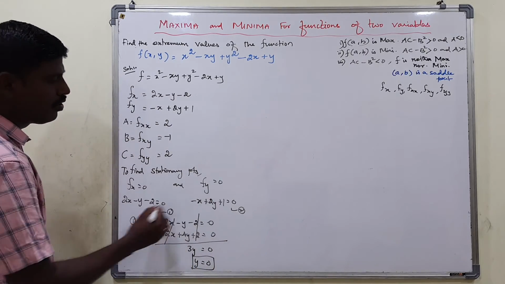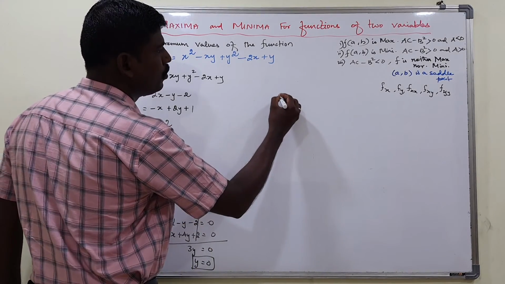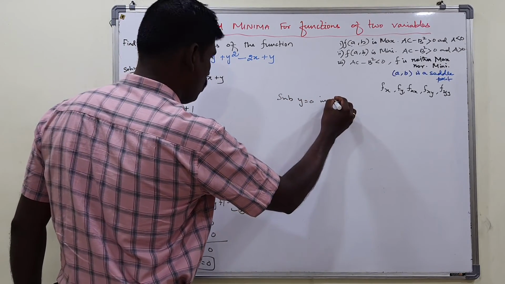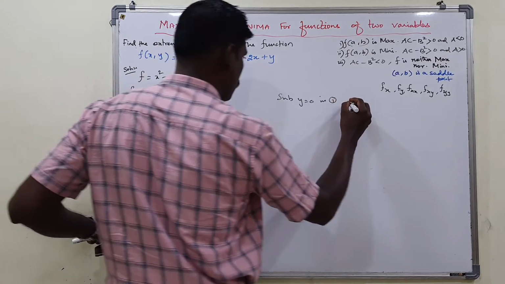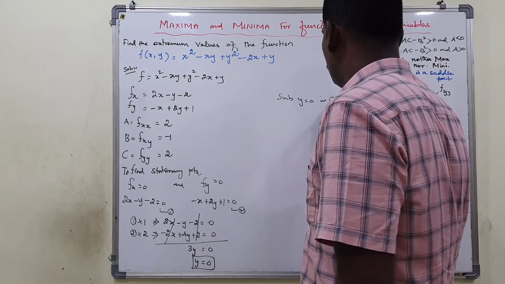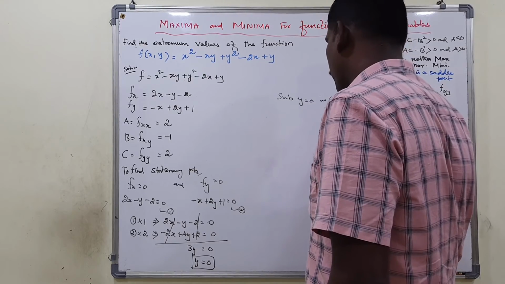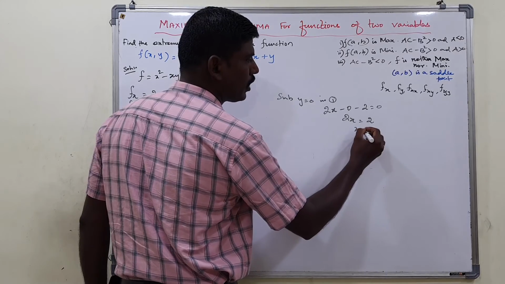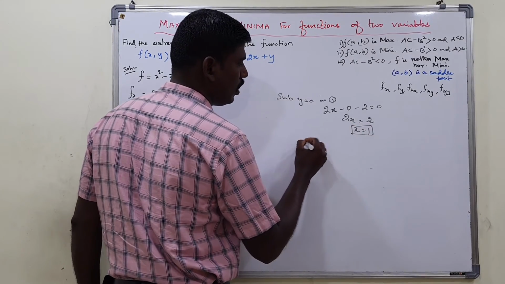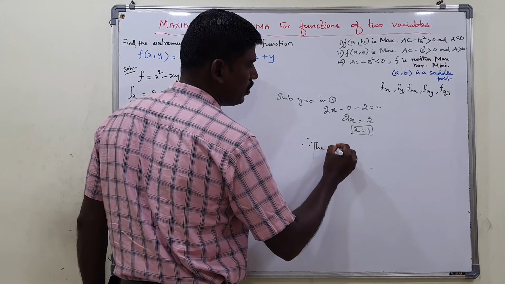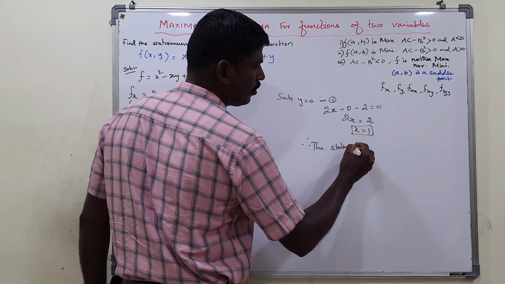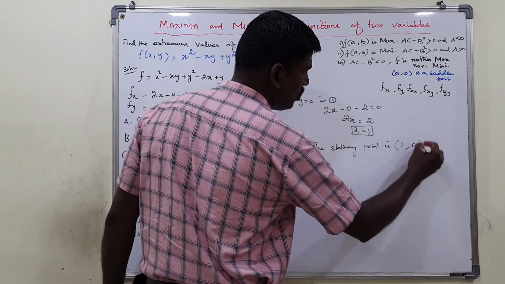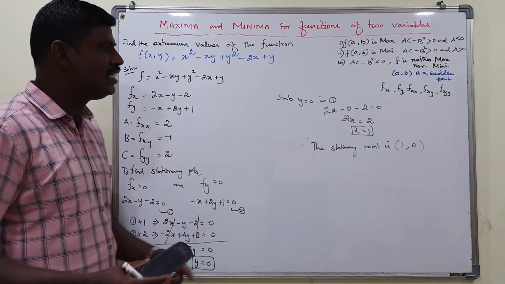Substitute y equal to 0 in any one of the two equations. Okay, substitute y equal to 0 in equation 1. So 2x - 0 - 2 = 0. So 2x equal to 2, x equal to 1. Therefore, only one stationary point exists. x is 1, y is 0. So this is the stationary point.